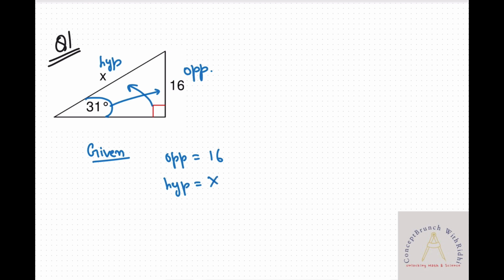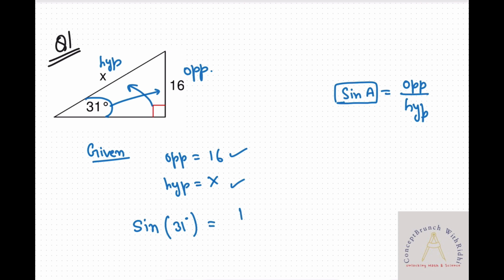So according to the angle, now we have to look at which formula suits here. Sine A is opposite by hypotenuse. If we compare here, opposite is given and hypotenuse is asked, so the best formula to apply is sine A. So in place of the angle, there is 31 degrees, that is equal to opposite, that is 16, and hypotenuse, that is x.